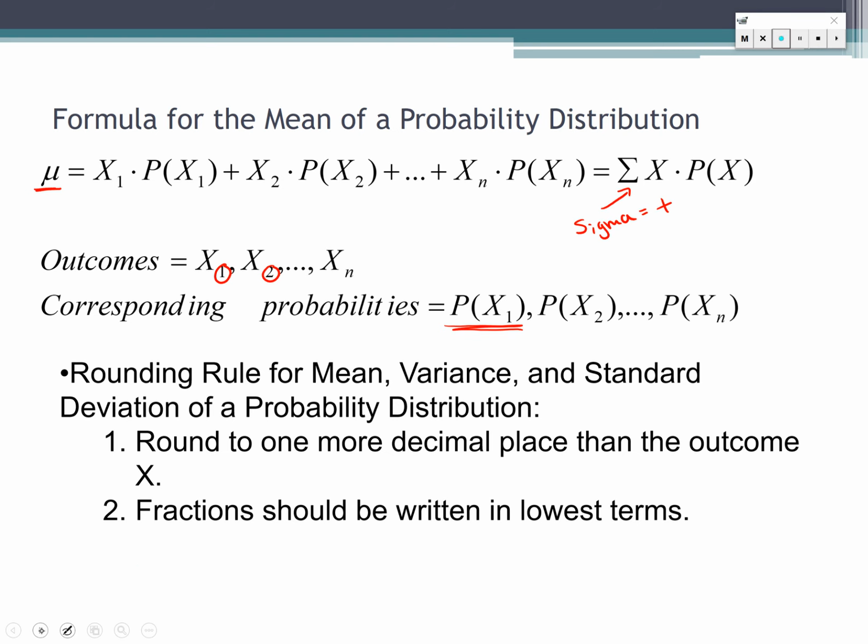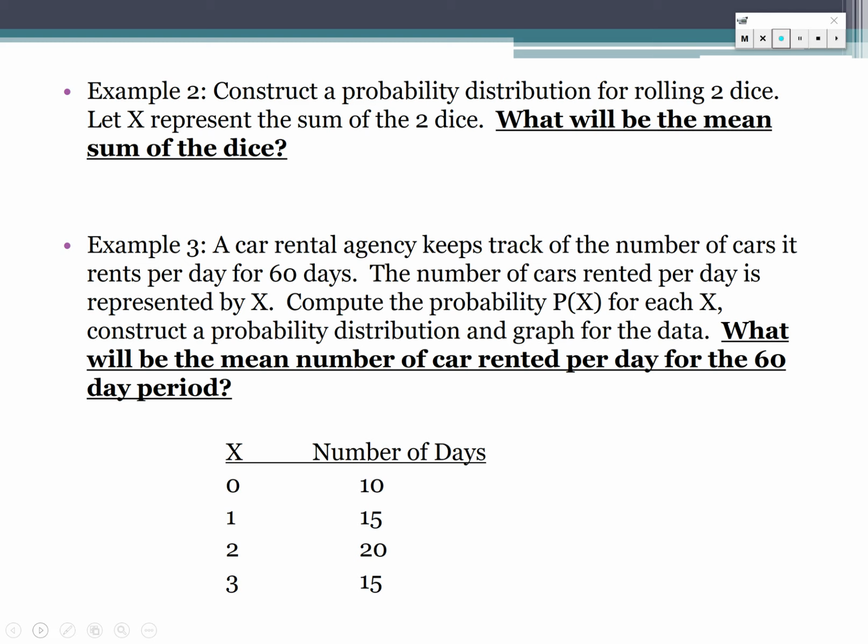I want to give you guys a chance to try this out. Examples 2 and 3 match up with examples 2 and 3 from yesterday. So you already have the construct part done. You've already constructed the probability distributions. You guys did that yesterday. So now we want to look at what the mean will be for our sum of 2 dice and then for the cars rented per day. Like I said, there's no calculator shortcut for this.